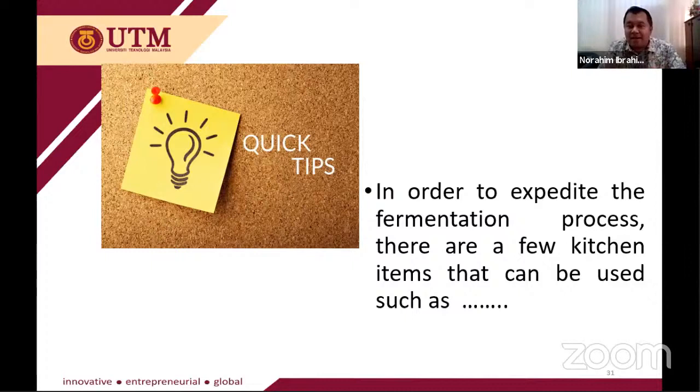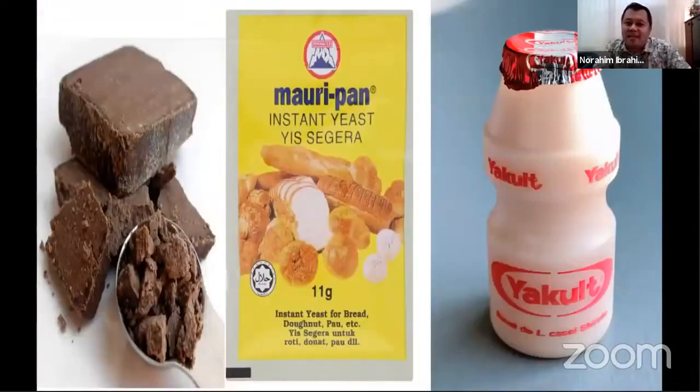Di samping you letak tadi, I said you have the food waste, and then you put your brown sugar, and then you put your container. That's it. That's the basic ones. But you can actually make this better by adding these things.